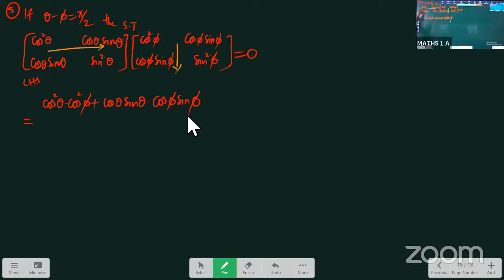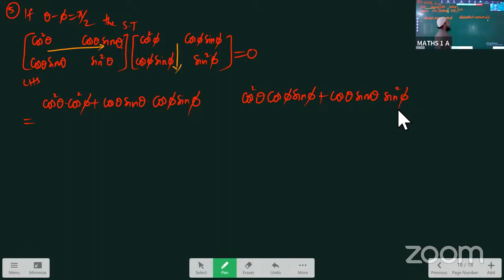In the same way, you multiply the first row with the second column. Correspondingly you multiply and add these two and write here. So first row, second column: cos square theta into cos phi sin phi. Next plus, multiply these two correspondingly: cos theta sin theta into sin square phi.